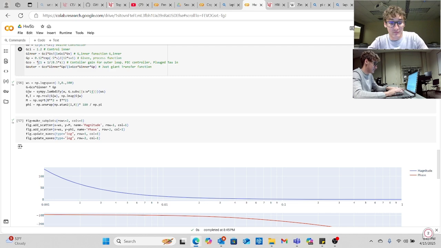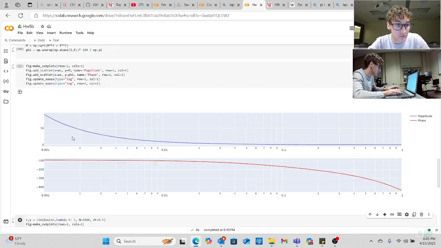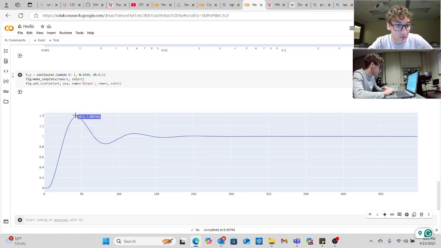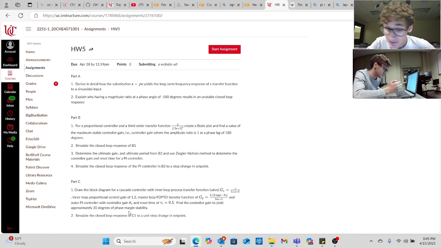So we do 0.7, or if we look at this, it goes up to 1.55. And this one goes up to 1.38. So it makes the first guess a lot more realistic, which in turn balances or smooths out our graph a lot sooner. So that means we have found the controller gain to yield approximately 30 degrees of phase margin stability, which we have decided is 0.7.